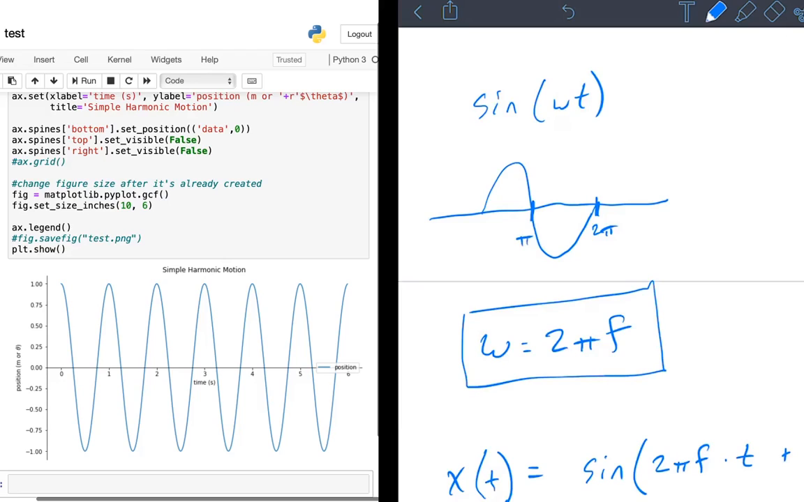So you look at this graph. Remember, frequency is how many cycles per second. How many cycles in 1 second. And units are 1 over second or hertz.